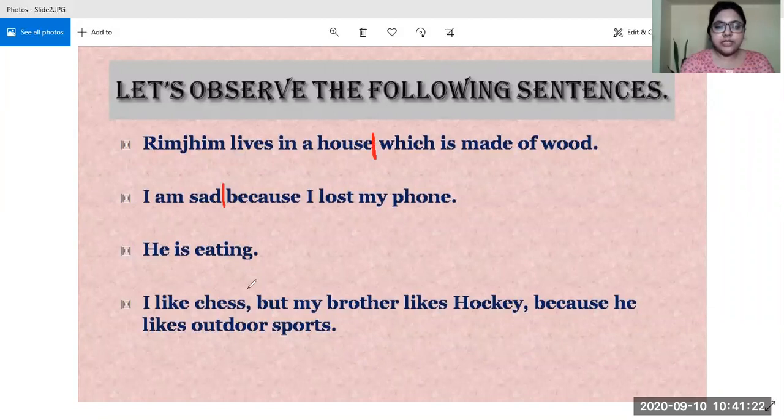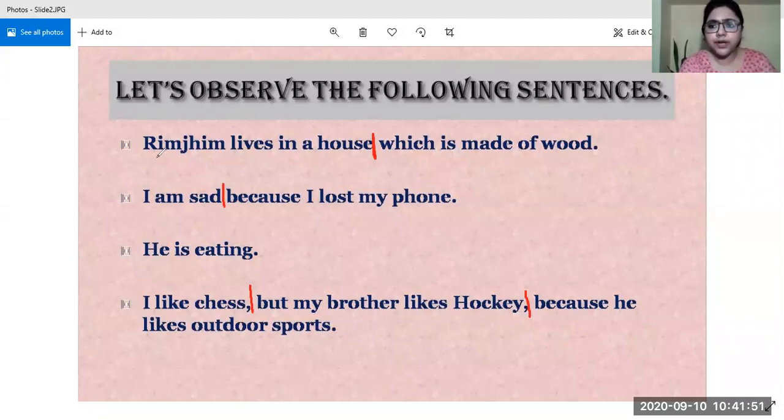I like chess. Then this is one part, but my brother likes hockey. This is the second part. And because he likes outdoor sports, this will be the third part of the sentence. Now, how have we divided this sentence? On what basis? We have divided the sentence in such a way that each part of the sentence has a subject and a verb in it. Okay? This is the basis of our division of the sentence.